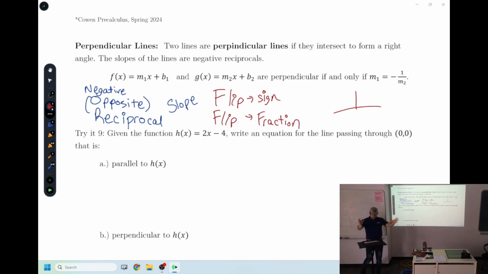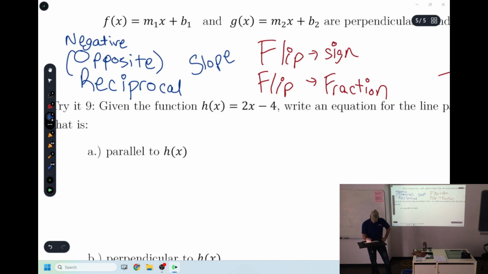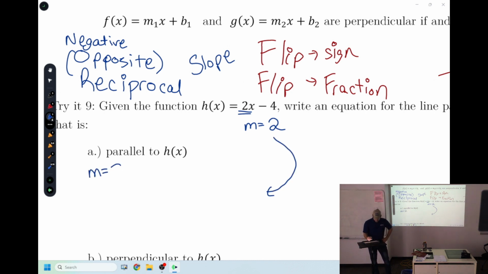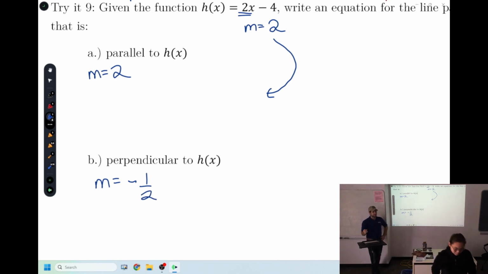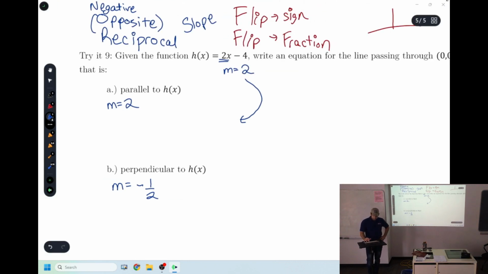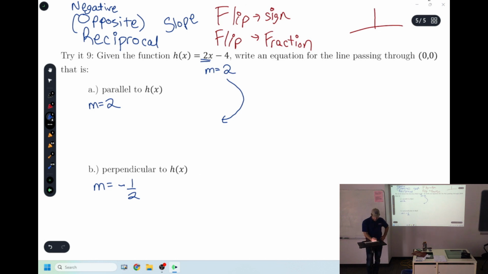All right, so given this function, pretty easy function actually, given this function, what's the slope? So what's the slope of a parallel line? So what's the slope of a perpendicular line? Flip the sign, flip the fraction, negative 1/2. And then it says, write an equation for this line passing through 0, 0. That's a softball. So how do we apply 0, 0 to those two slopes?